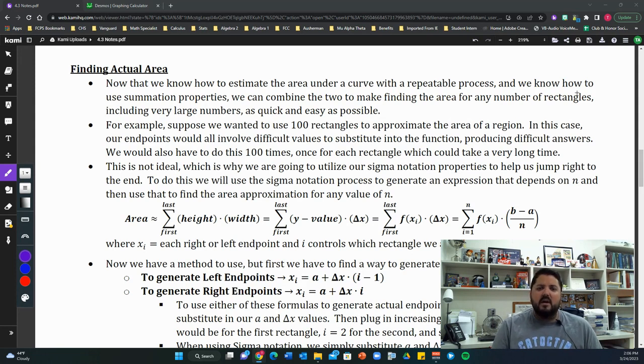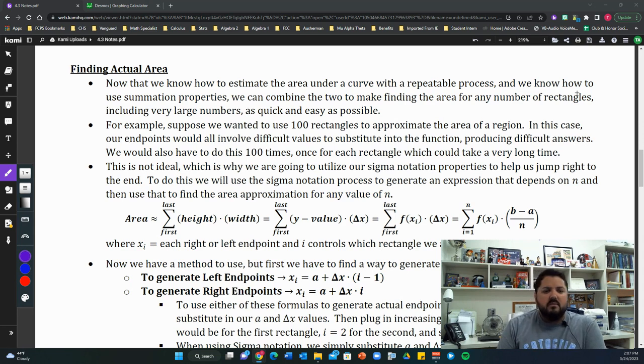So instead, we're going to utilize our sigma notation properties to help us jump right to the very end. We can skip over all of that tedious process of substituting in each different endpoint value to get each individual height. Because we know where we're headed in the long run with the sigma notation, we can use that to generate an expression that depends on the value of n, and then use that to find the approximations for any value. So this is the general process. This is how this is going to work.